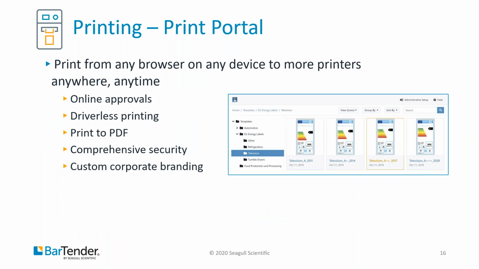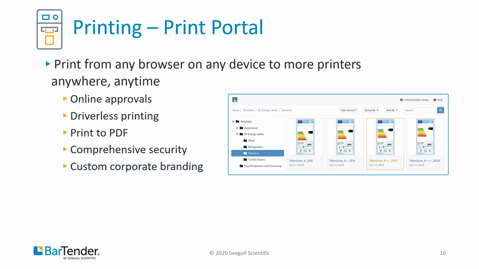And the final step in the labeling lifecycle is printing. As mentioned earlier, we have a new Print Portal. Print Portal replaces the Web Print Server in version 10.1. Print Portal provides web browser-based printing in a simple UI from any device, PC, laptop, or iOS or Android device, without having to install BarTender Designer.